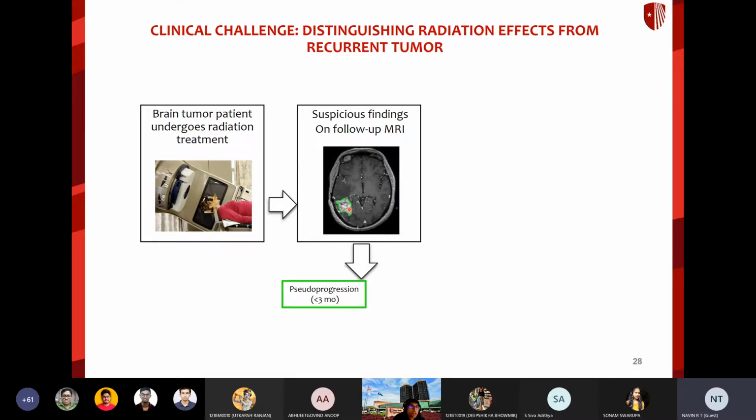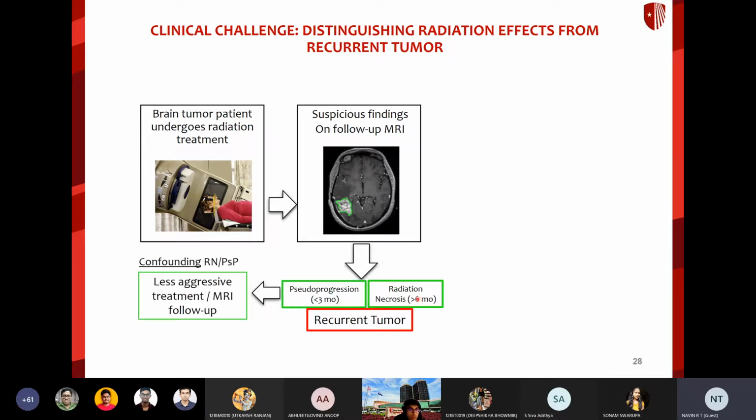Now, if these changes appear within the first 3 months, there might be something called pseudoprogression, or if they appear after 6 months, they can be radiation necrosis. So pseudoprogression and radiation necrosis are tumor mimicking effects. They are not tumors. However, they look very similar to recurrent tumors, and that's why they're called tumor mimicking.